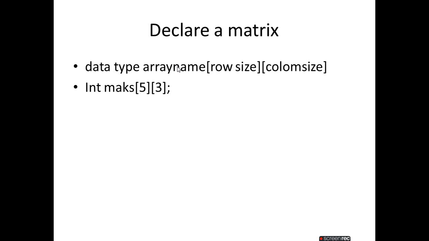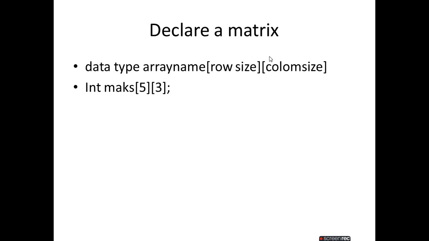For an example, you can store marks in a matrix. This is the data type, then the array name. As I already told you, the matrix is nothing but a two-dimensional array, and a two-dimensional array is nothing but a collection of one-dimensional arrays. So we can say it is the array name, or the matrix name.